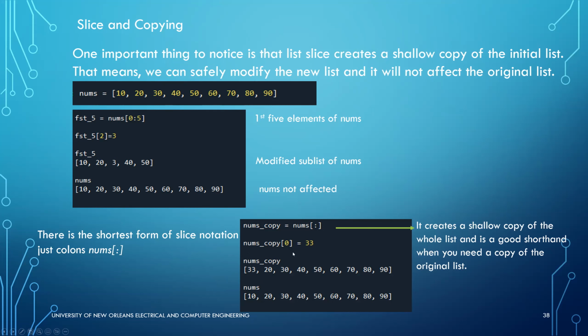But nums copy now has the index 0 element modified to include 33 instead of 10. Okay, and that's how you can modify lists.